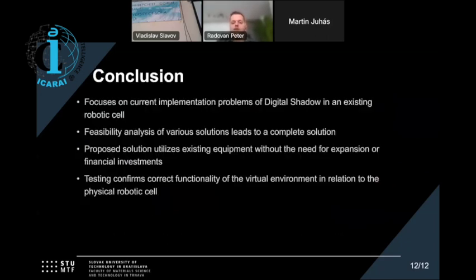The implementation of the digital shadow concept in the existing robotic cell addresses the current challenges encountered in industrial automation. Through feasibility analysis of various solutions, a comprehensive approach has been developed. This proposed solution leverages existing equipment, eliminating the need for additional investments or expansions. Testing confirms the correct functionality of the virtual environment in relation to the physical robotic cell, highlighting the potential benefits and applications of digital shadow solutions in industrial automation.